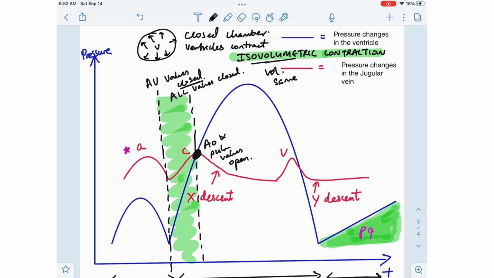So what is this C wave over here? This C wave represents isovolumetric contraction, right? So why is the pressure in the jugular vein increasing during isovolumetric contraction? Because during isovolumetric contraction, like I mentioned before, your ventricle is contracting against a closed chamber. And this pressure will back up into the atrium, into the right atrium, which will back up into the superior vena cava and the jugular vein. As a result of that, your jugular venous pressure will increase.